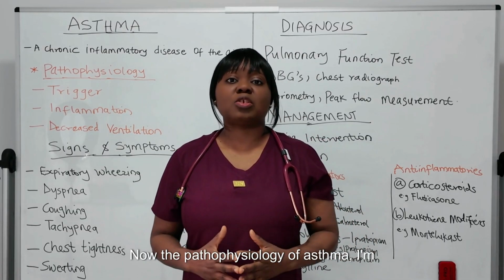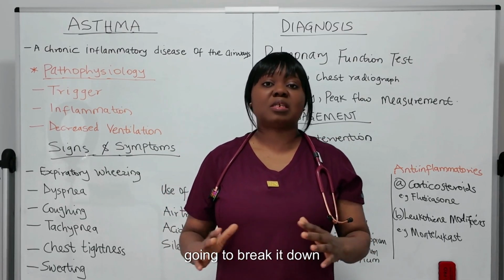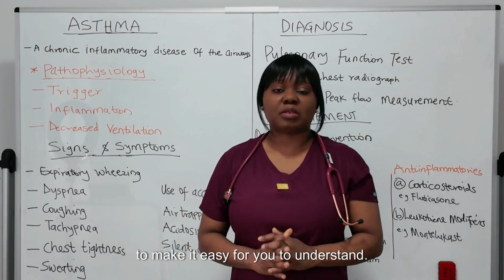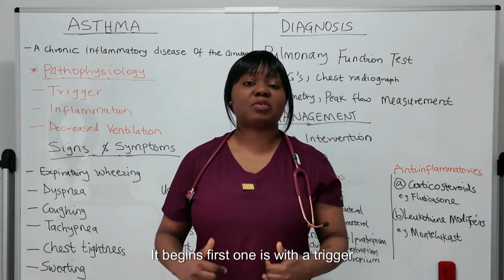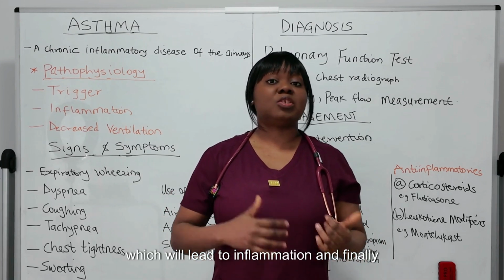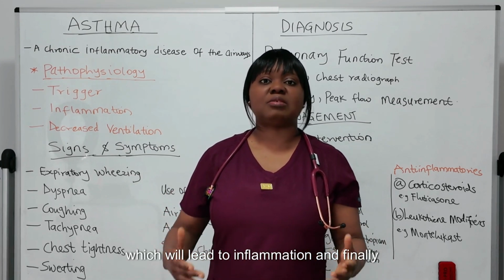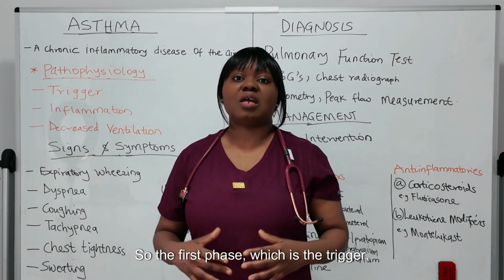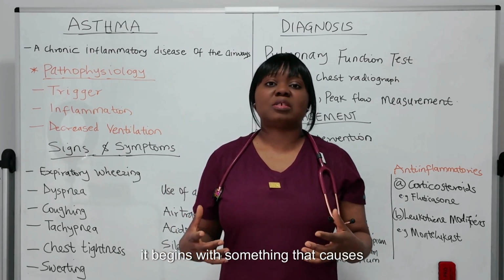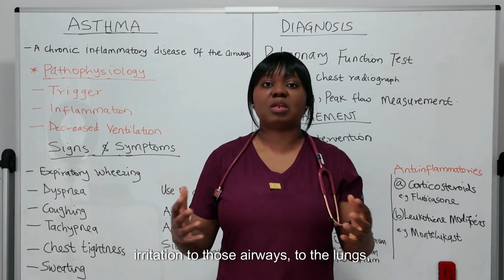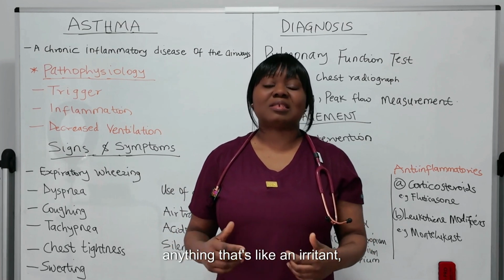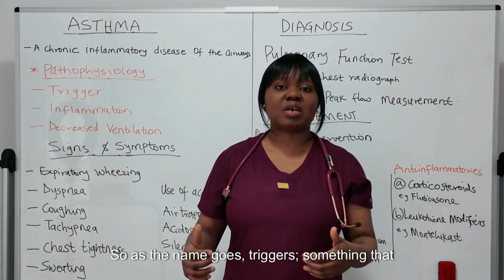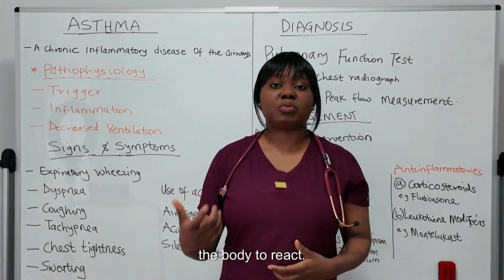Now, the pathophysiology of asthma, I'm going to break it down in simple 3 phases to make it easy for you to understand. The first one is a trigger, which will lead to inflammation and finally resulting in decreased ventilation. So the first phase, which is the trigger, begins with something that causes irritation to those airways, to the lungs. Anything that's like an irritant, we can call it a precipitating factor. So as the name goes, trigger, something that triggers the body to react.